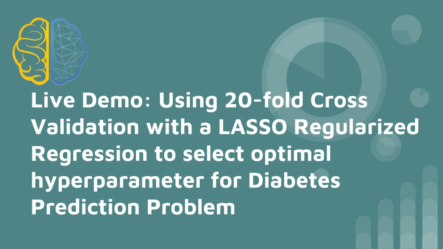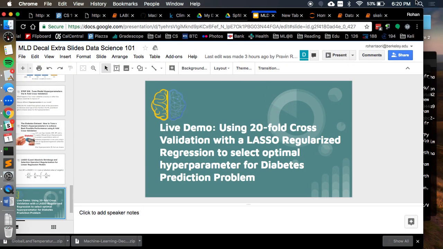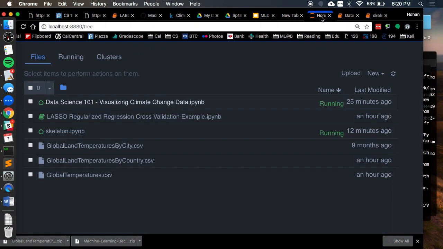All right, so now let's do a live demo. We're going to use 20-fold cross-validation with a lasso regularized regression to select the optimal hyperparameter lambda or alpha, depending on what you call it, for the diabetes prediction problem. So this is a regression problem. We're trying to predict a quantitative metric of diabetes progression in 1 year. Oh, wait, okay. All right, so let me try to open that up.